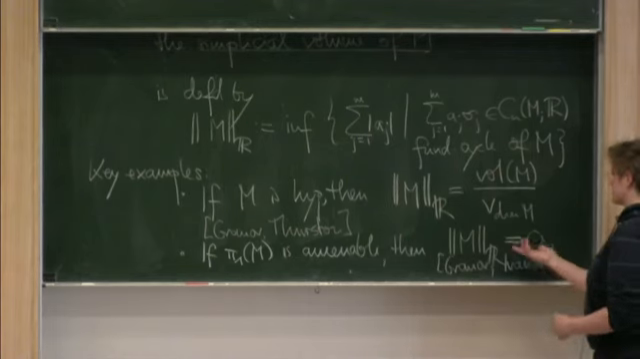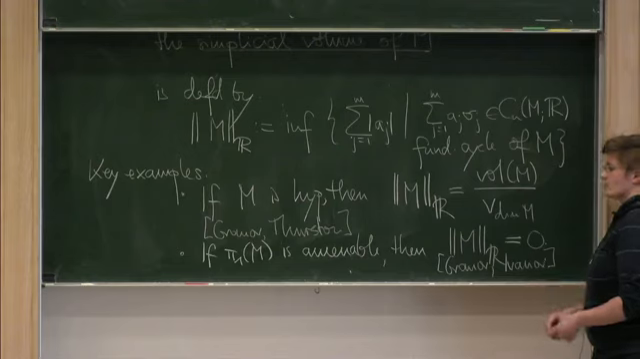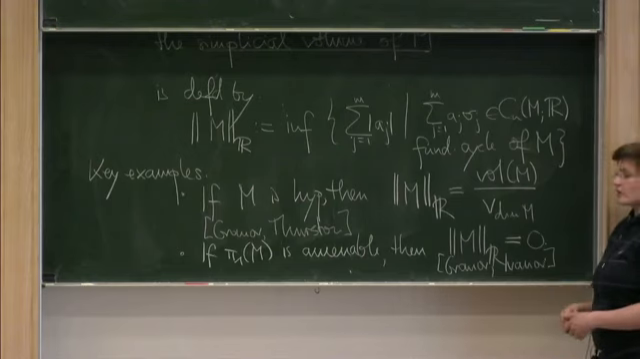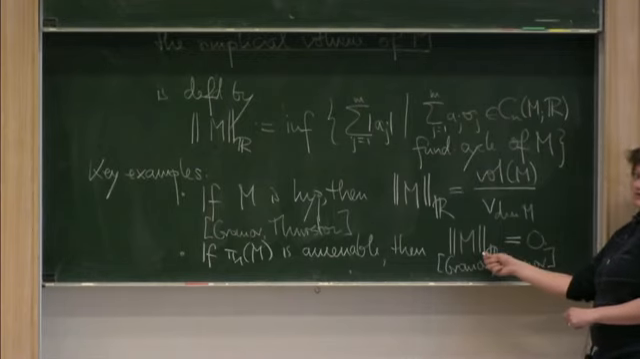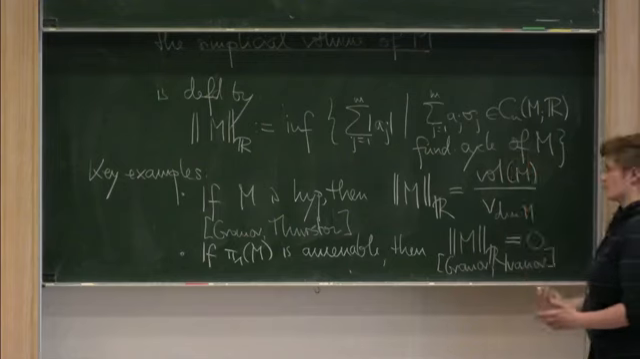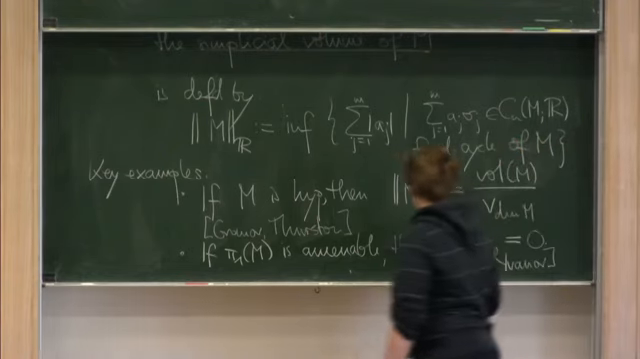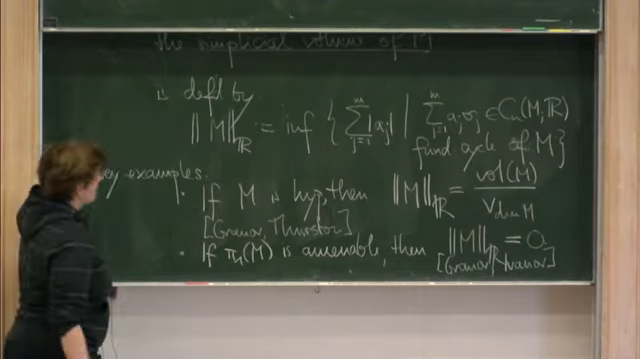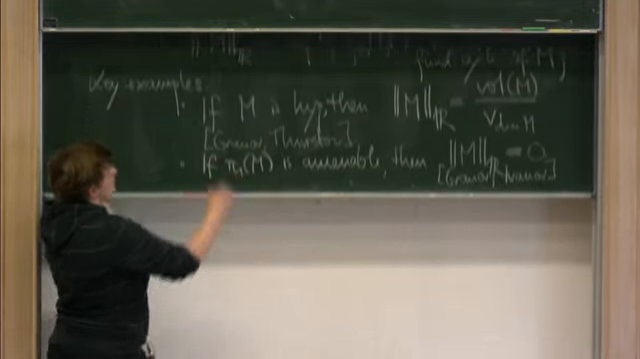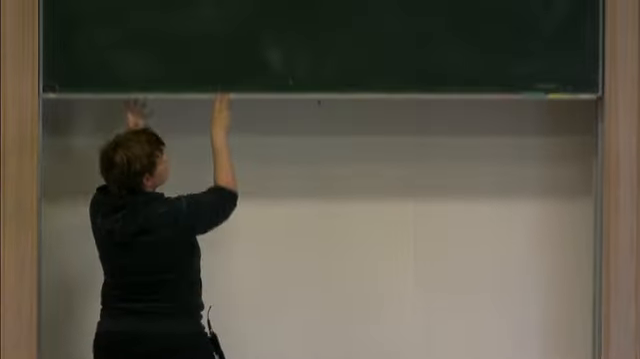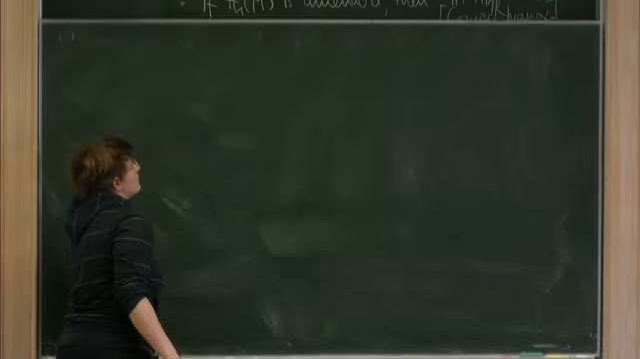Okay, so what does this tell us? Which groups are amenable? For example, all abelian groups are amenable. The trivial group is amenable. So whenever you have a simply connected manifold, this number will be 0, which is maybe more or less surprising because at least I don't know of a geometric proof of that. Okay, so that's the invariant that we want to look at.